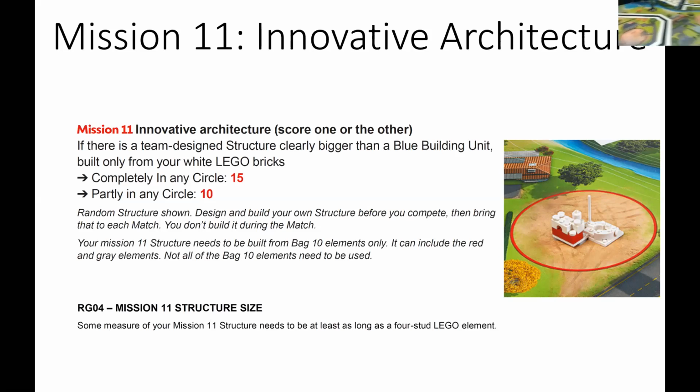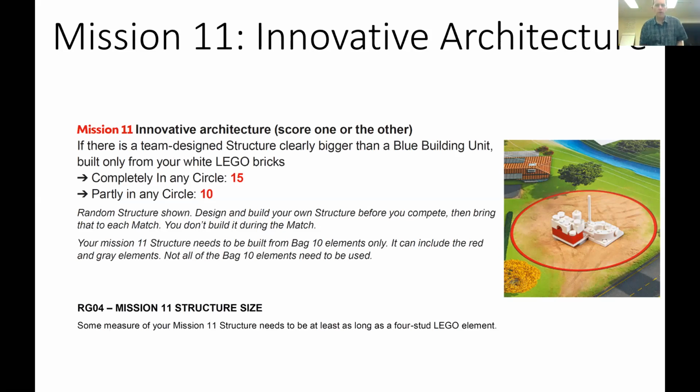And there's a black circle and a red circle and a tan circle and a couple black circles and a white circle. So there's a bunch of circles out there. If it's completely in any circle, you get 15 points. If it's partly in any circle, you get 10 points.